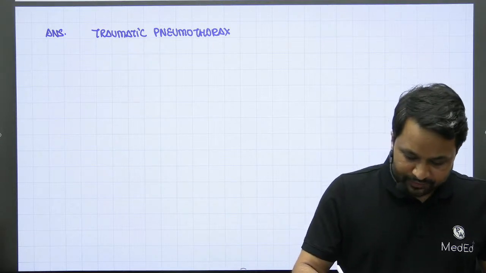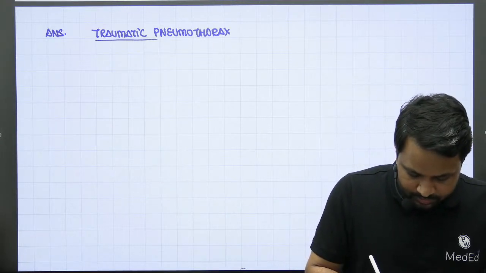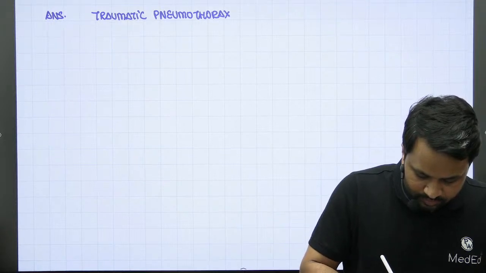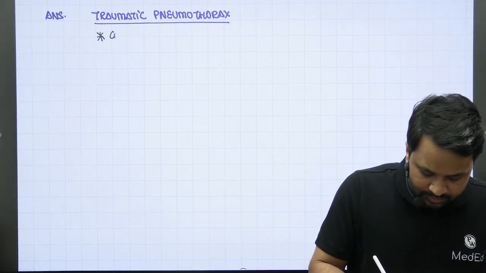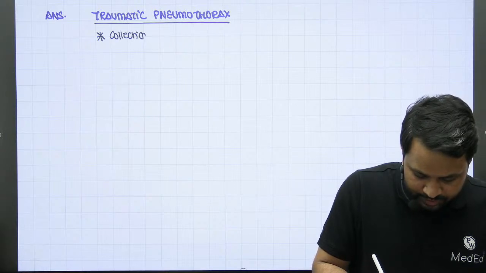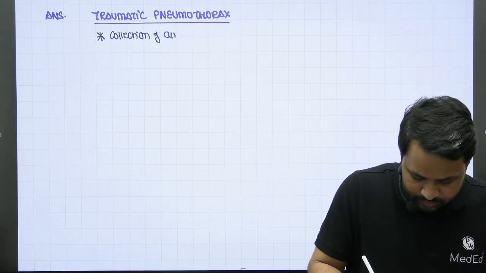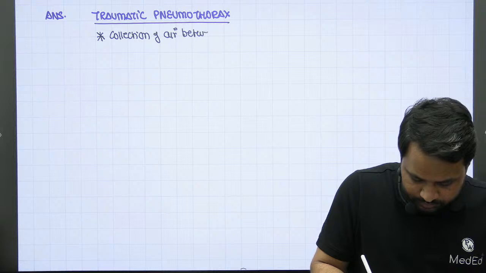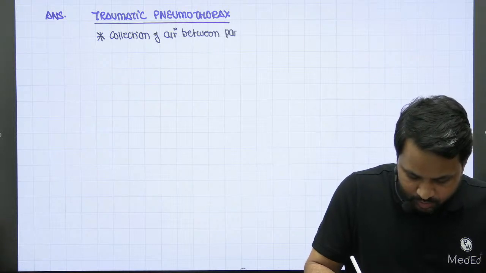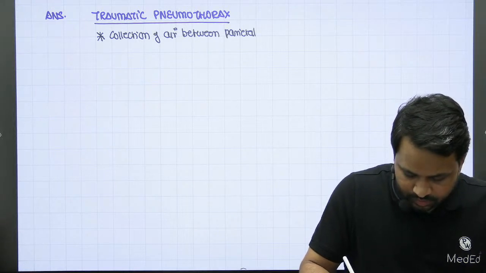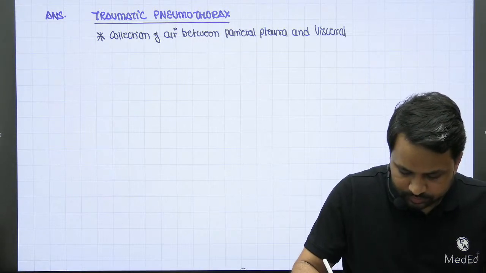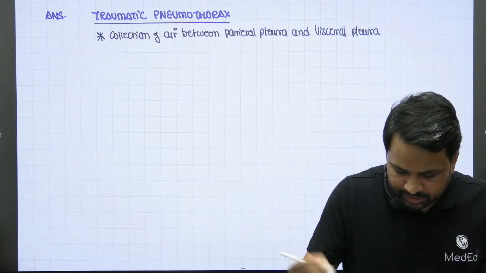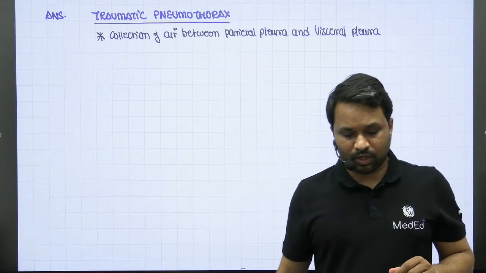Now, by the definition, what is pneumothorax? Pneumothorax is defined as collection of air between the parietal pleura and visceral pleura.